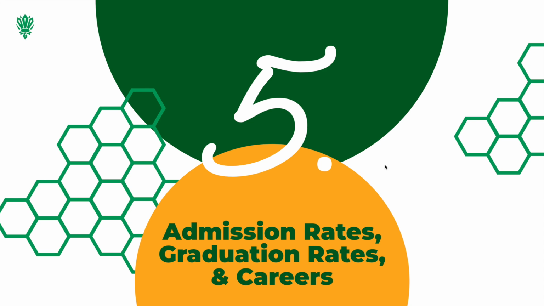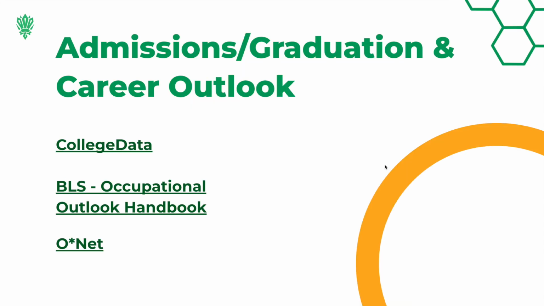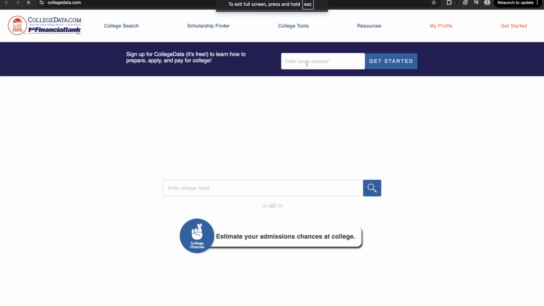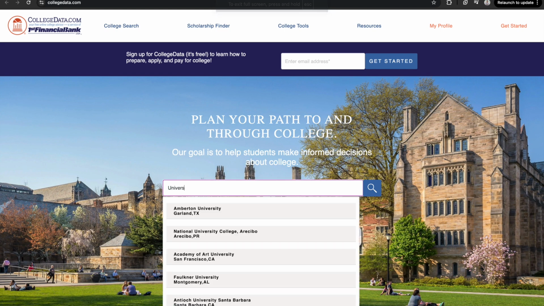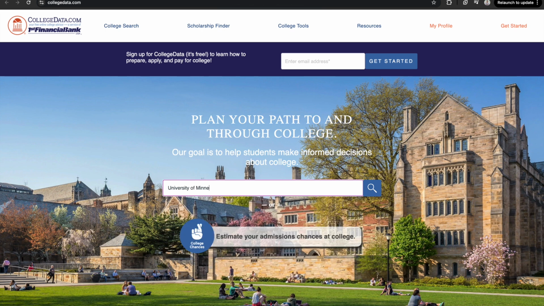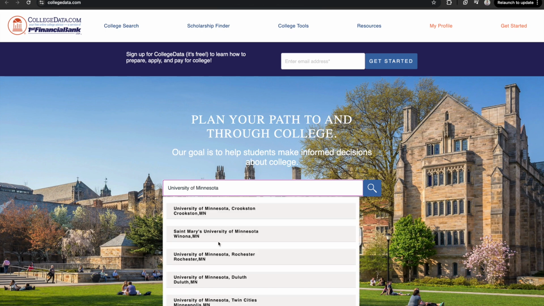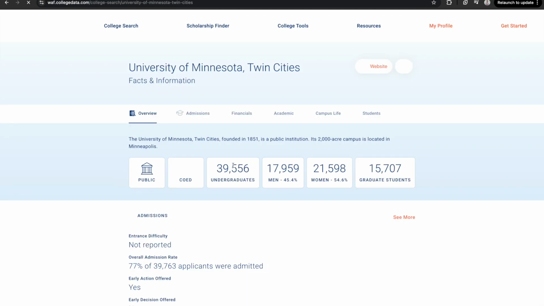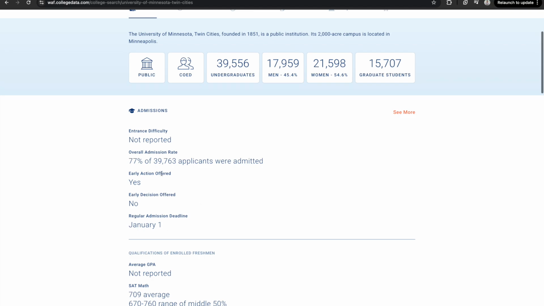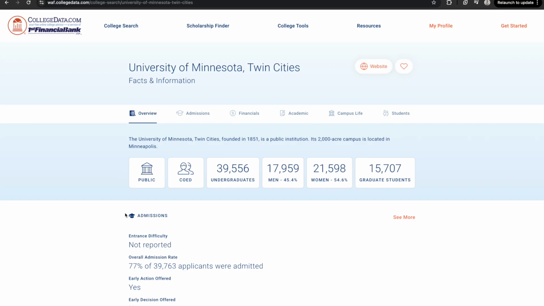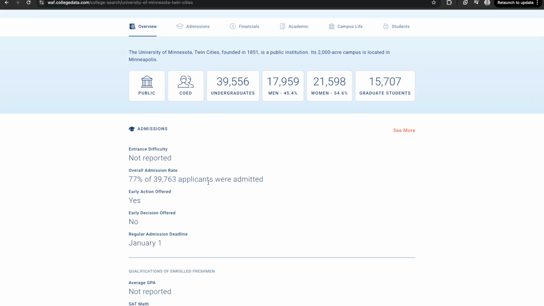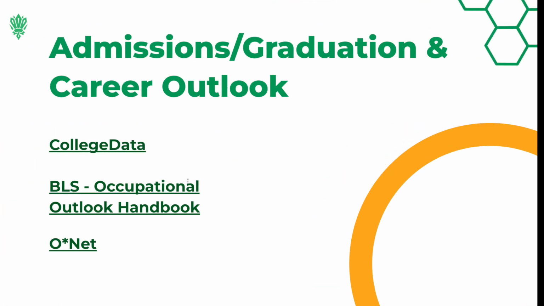Step 5, we'll look at some admission rates, graduation rates, and career options. So this college data website is really great for seeing different information about admission rates and everything like that. So if we might be interested in the University of Minnesota Twin Cities here, we can look at some of those things. So we can see our admission rate, how many applicants were admitted, things like that.